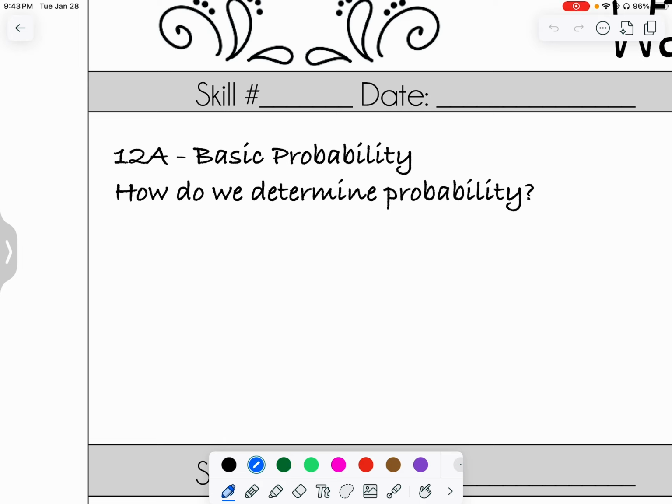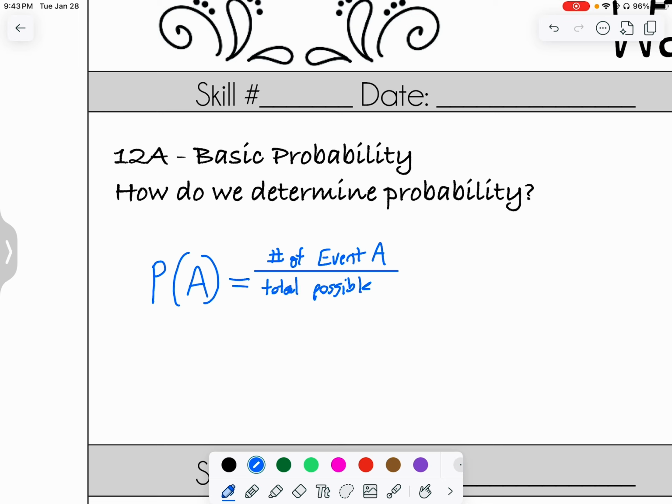And again, the notation looks like this. The probability of event A is equal to the number of event A, which we typically think about as a favorable event, even if it's not something that we want, it's the thing that we're looking for, out of the total possible events. All right. You can apply this to lots of different situations.